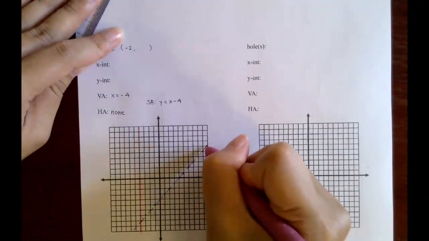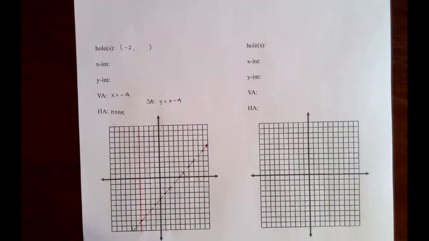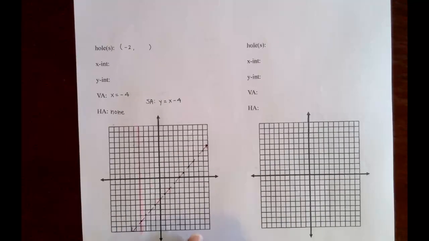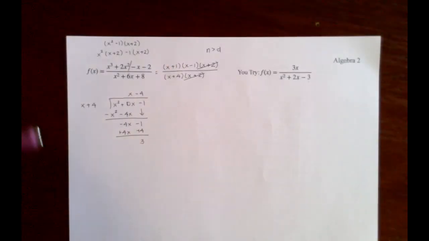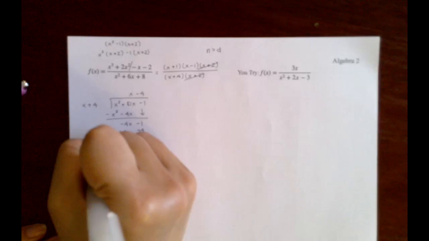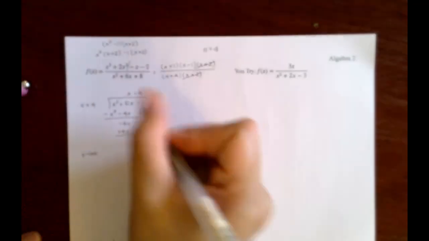So here's our asymptote. And then now we're just going to plug in some of our points. Okay, so let's find our x-intercept and y-intercept. So, x-intercept, we're plugging in 0 for y and solving x.